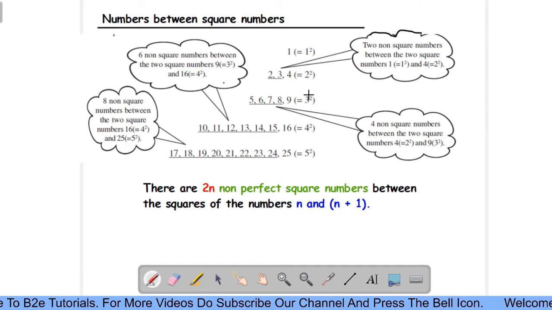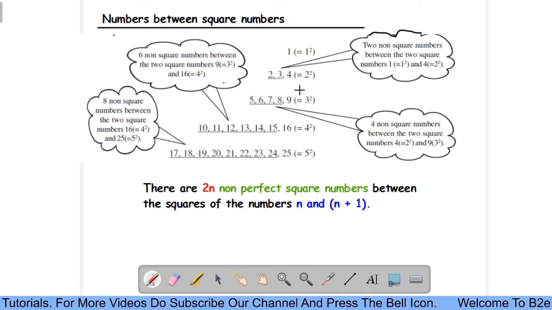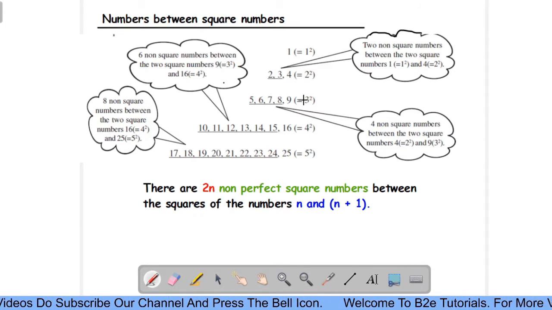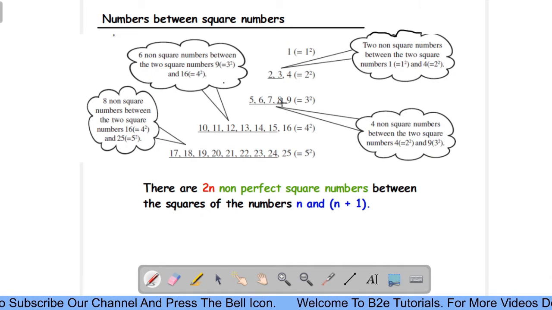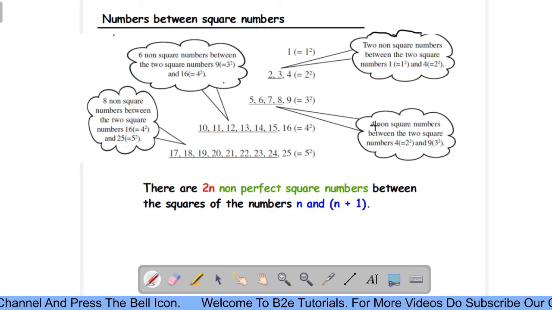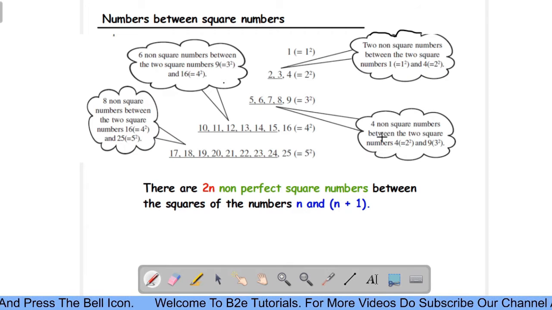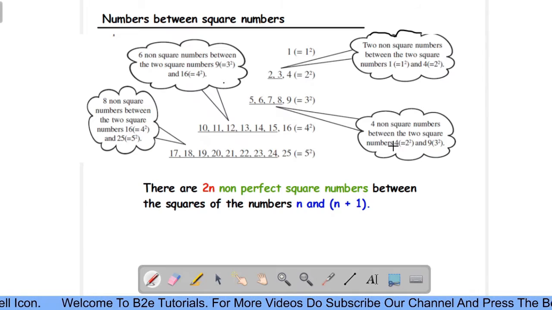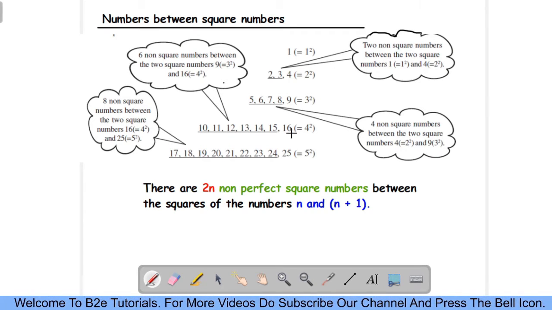Now see the square of 3. Square of 3 is 9 and square of 2 is 4. Between the square of 2 and the square of 3 there are four numbers, that is 5, 6, 7, 8. So there are four non-square numbers between the two square numbers, 2 square, 4, and 3 square, 9.